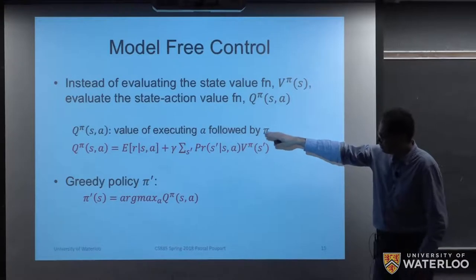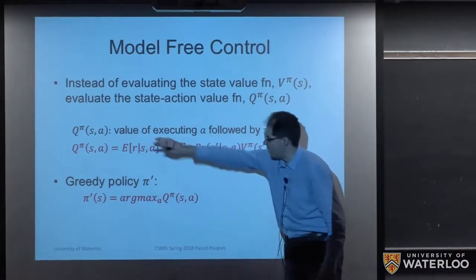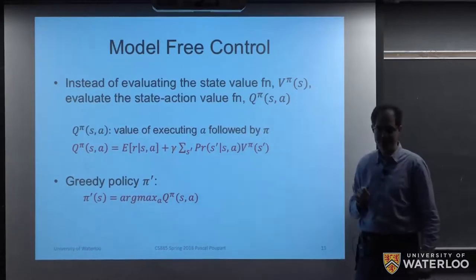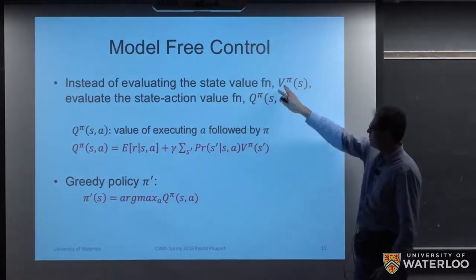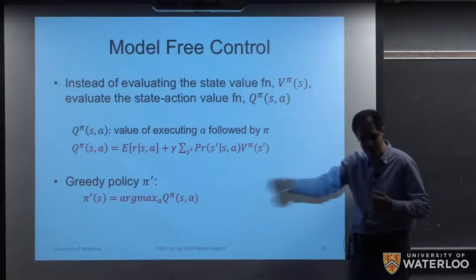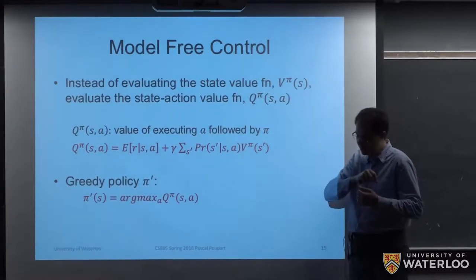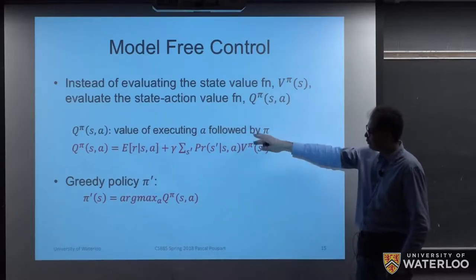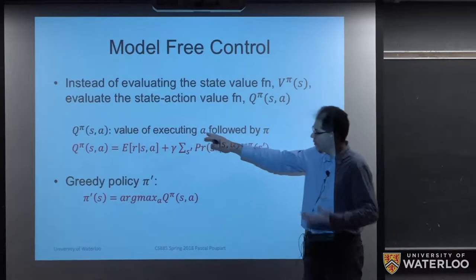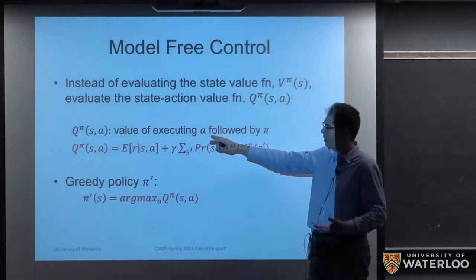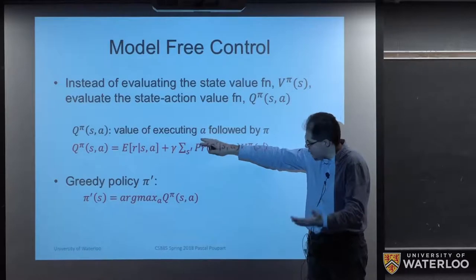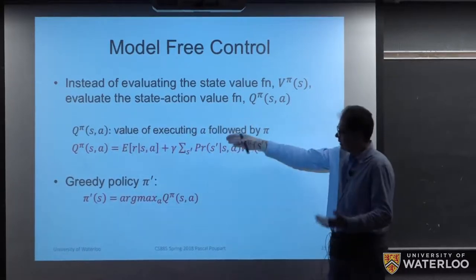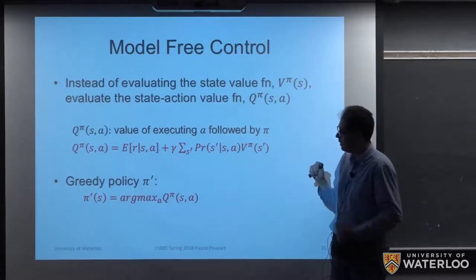And so here we're going to define the Q function as the value of executing action A followed by policy pi. In contrast, the value function was the value of just executing the policy pi. So you would execute that policy at every step. But here, we're going to allow the first action to be different than the one prescribed by policy pi. So we're going to consider different actions. That's why we've got A as a parameter. And then after that, we're going to follow pi.